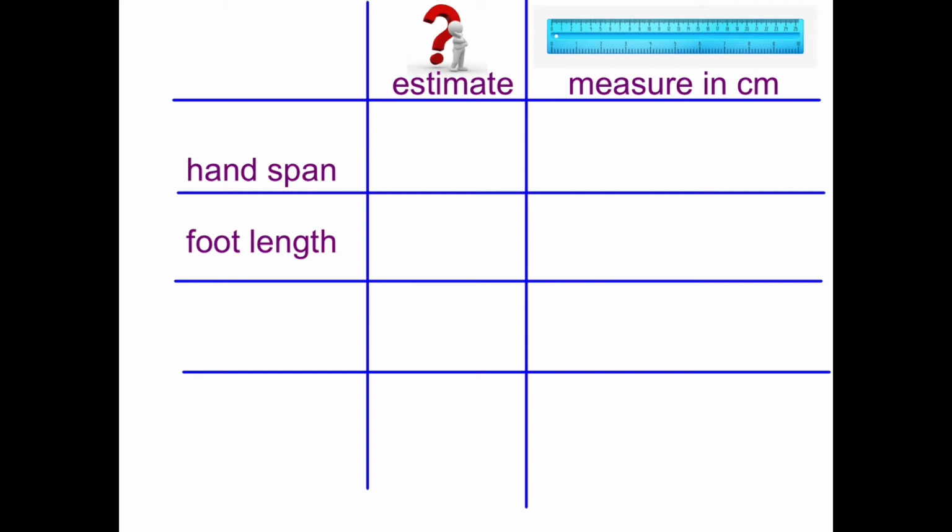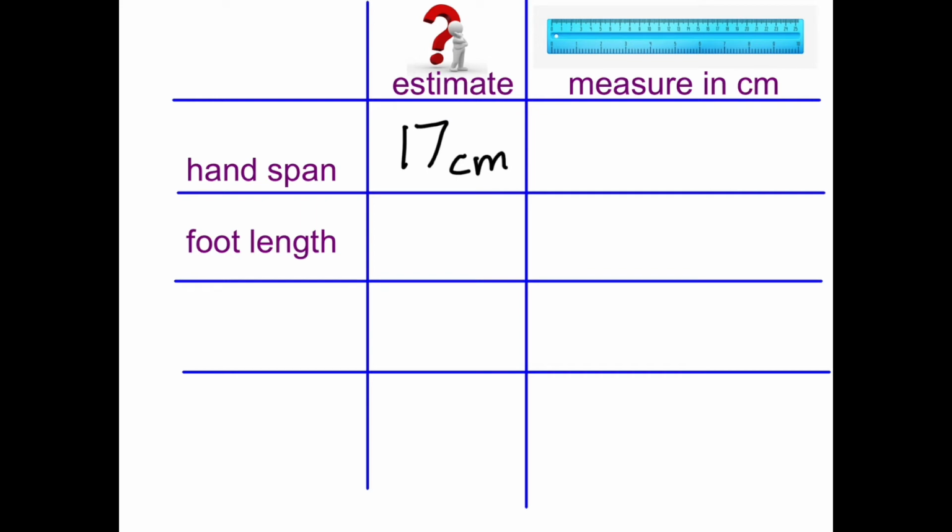So first of all, you're going to have a guess, a sensible guess about how far you think you can stretch your hand. Stretch your hand out in front of you, look at the ruler and think, I think I could get to that number. So my guess for mine is, let's put down 17 centimetres.